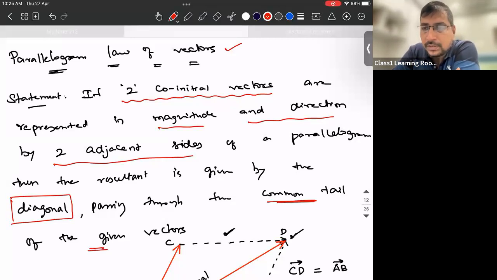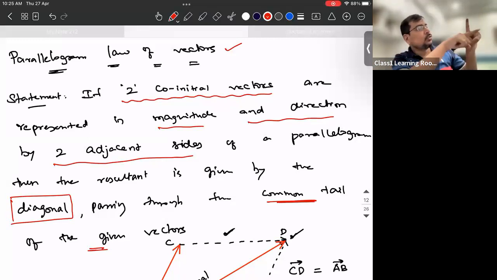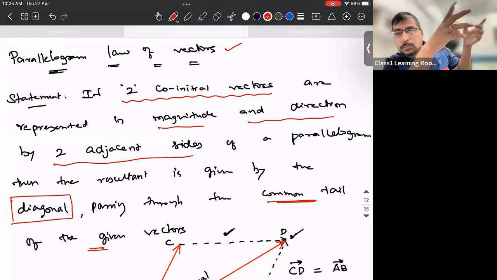So the meaning of it is, if I give you two co-initial vectors, co-initial means they have the same starting point, unlike the triangle law. In the triangle law, what happens? The ending point of one is the starting point of the other. Whereas in this case, the starting point of both is the same. We don't know about the ending points.